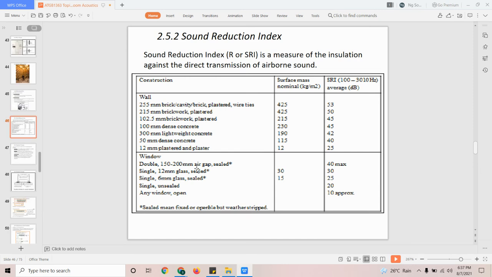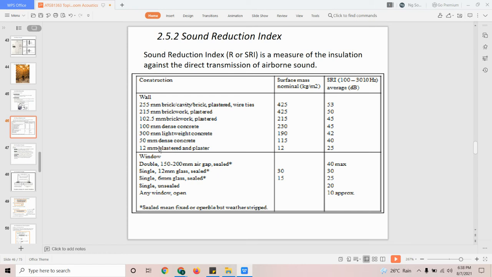Okay, we have a table here. When it comes to sound reduction, we call it the SRI, sound reduction index. Different configurations give a different level of reduction. When required, this table will be given to you. So you don't have to memorize anything. You just need to understand the concept behind it.